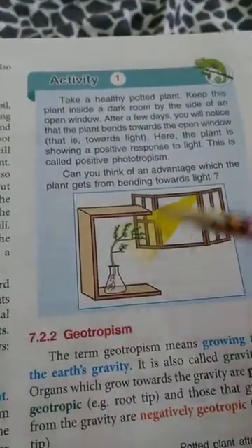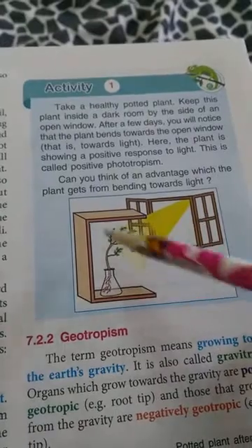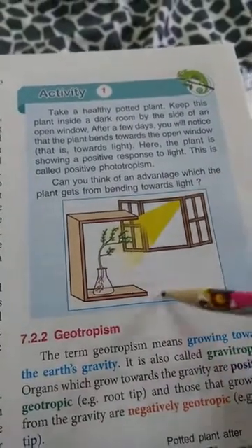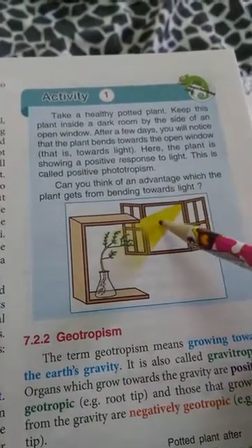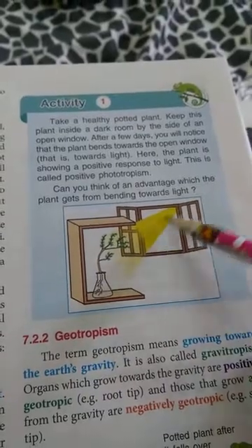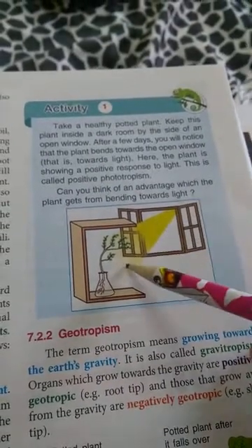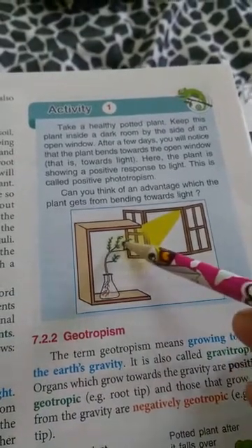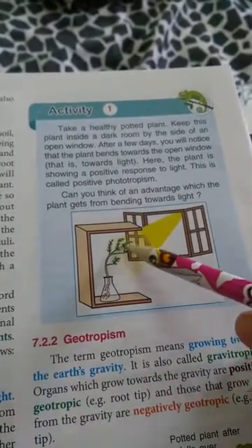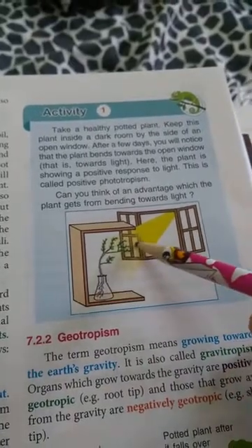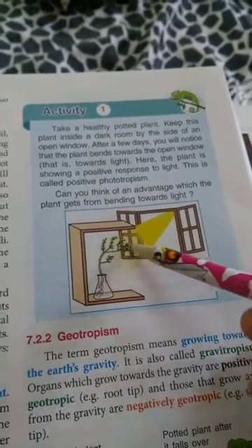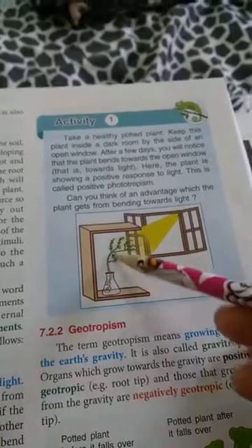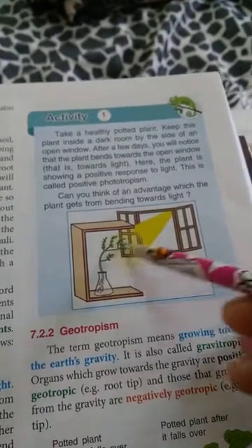Now for this phototropic movement, one experiment is given here. If you keep a plant in a closed, dark room, and the light comes only from one window, that is, only from one direction, then after a few days you will see that the plant will grow in the direction of sunlight. The stem will grow in the direction of sunlight. This type of movement is called phototropism.